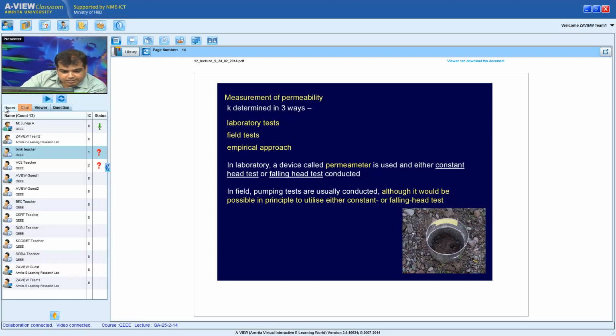Okay, there's another question from PKM KL teacher. Hello, sir. Yes, we can hear you. Sir, why is Darcy's law not applicable or valid in the case of colloidal clays? Sorry, repeat the question. Why is Darcy's law not applicable or valid in case of colloidal clay?